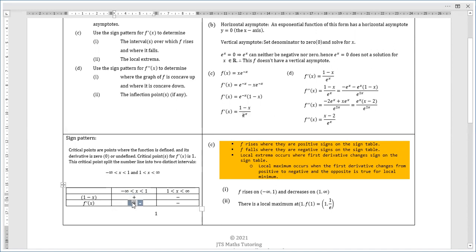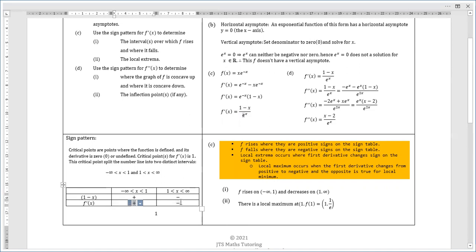Then if I come to this interval here, let me choose any number as long as it falls within this interval. For instance, let me take 2. So 1 minus 2 gives you minus 1, which is a negative number. Let's plug that same number in: 1 minus 2 is minus 1, and I've got e to the power 2. The final result is still going to be a negative number.